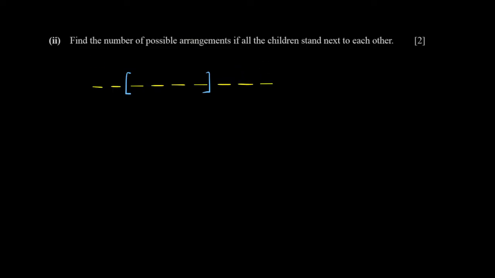So let's think of that again. We've got one person here, a second person. We're considering the group all as one thing. So that's 3, 4, 5, 6. So how many ways can I arrange those 6 items?